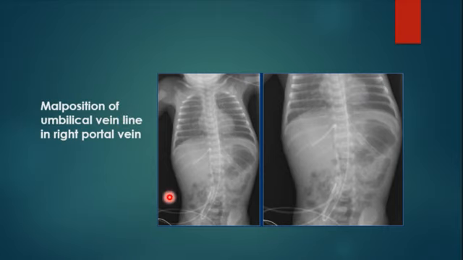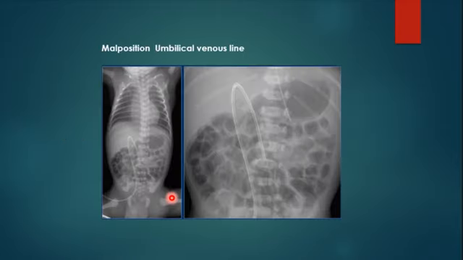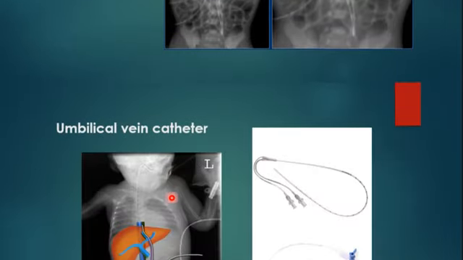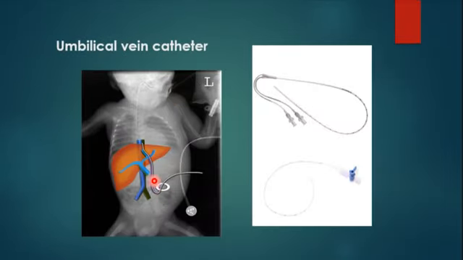This is another. Please, can we see the normal position picture? Sorry. You can see it goes up directly to here. I will show you later also a normal image. You should see the tip above the diaphragm. If it is below the diaphragm, it's abnormal. Yes, it is in the inferior vena cava.